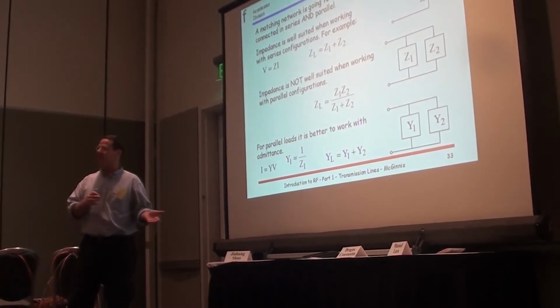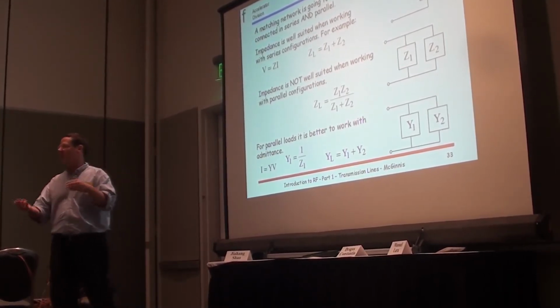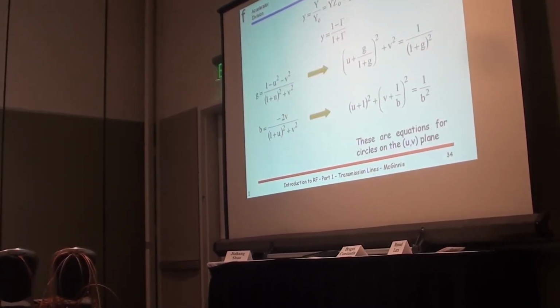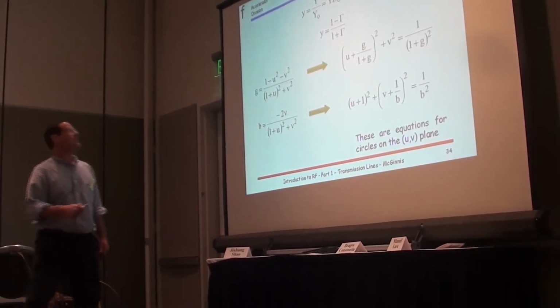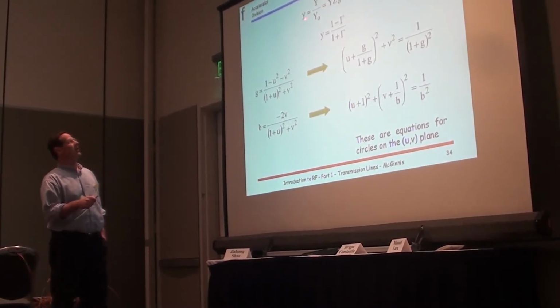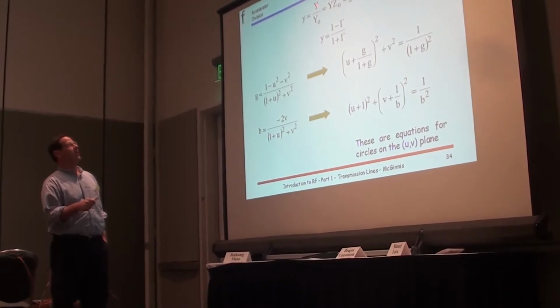So depending on what we're going to do, we're going to go into the impedance Smith chart or the admittance Smith chart. All right, so now, let's do the same thing. Again, we go off and say we're going to normalize y equal to y over y0.